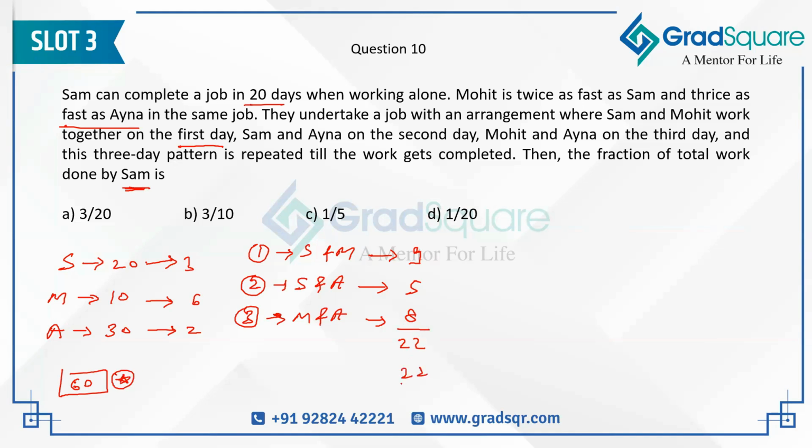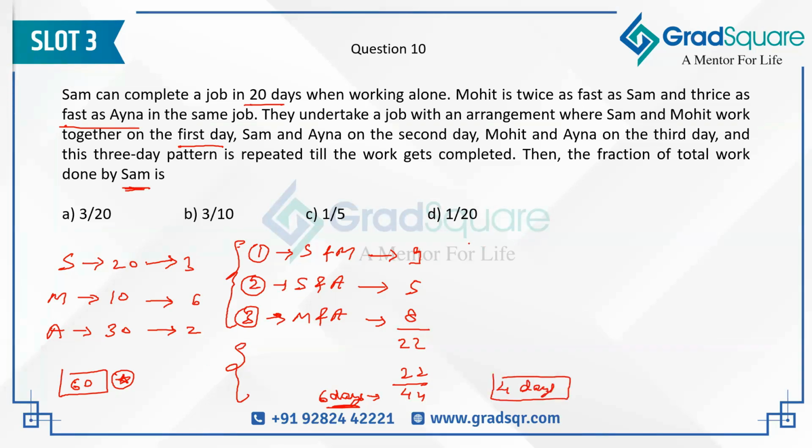Another 22 units will make it what? 44 units of work done in how many days? In 6 days. And in these 6 days, in the first 3 days, everyone has worked for 2 days. In the next 3 days, everyone would have worked for 2 days. So everyone in the 6 days would have worked for 4 days. This is something that we get down.